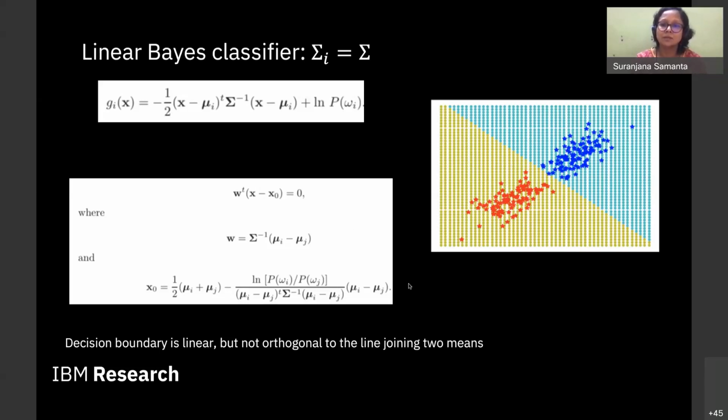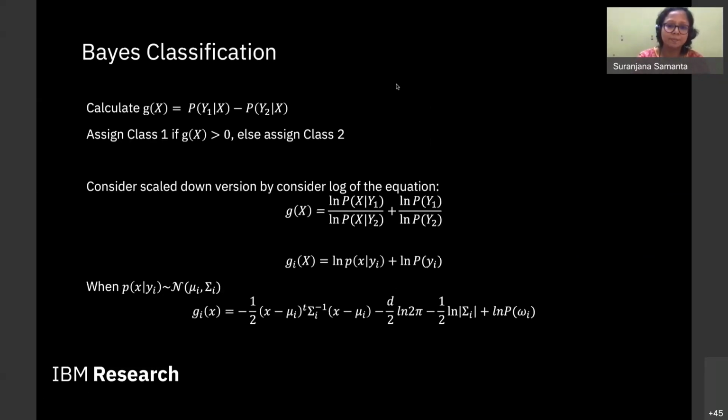Sorry to interrupt you, but there is a question. Somebody is asking, what happens if the underlying distribution is non-Gaussian? Non-Gaussian, yeah, it's a very good question. So basically, the Gaussian assumption comes from this particular equation here.